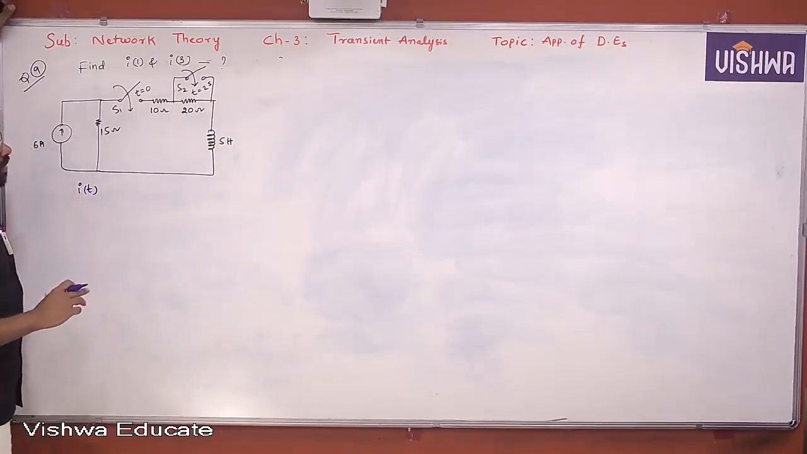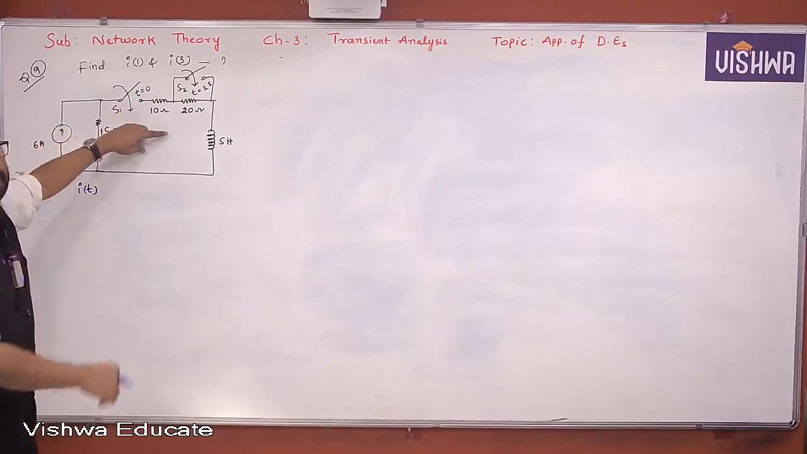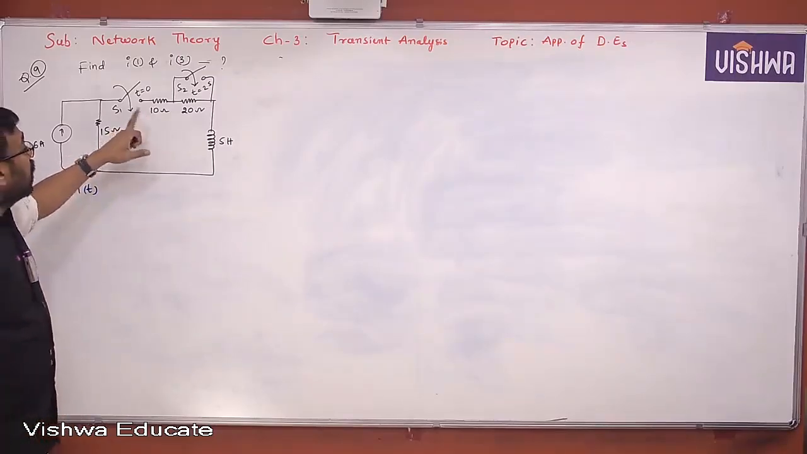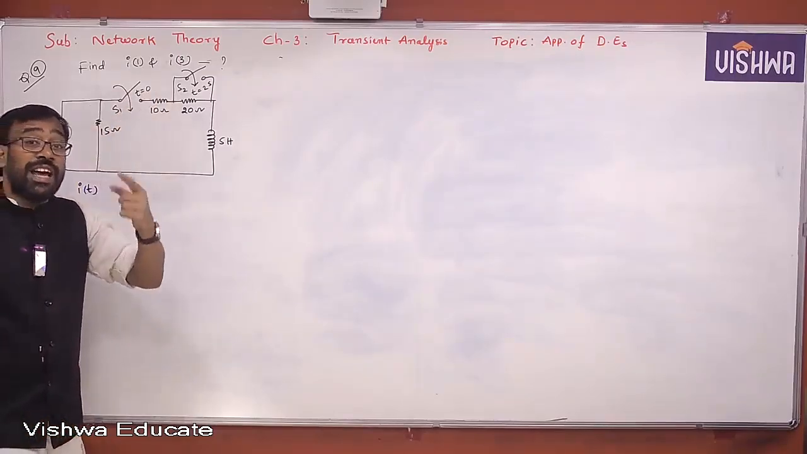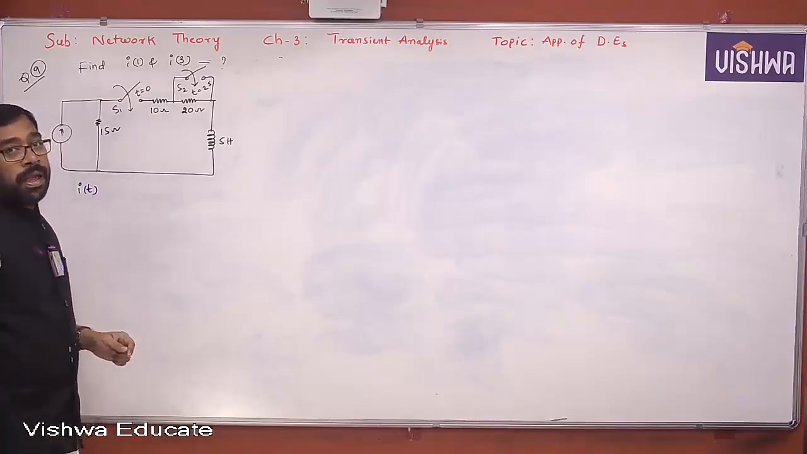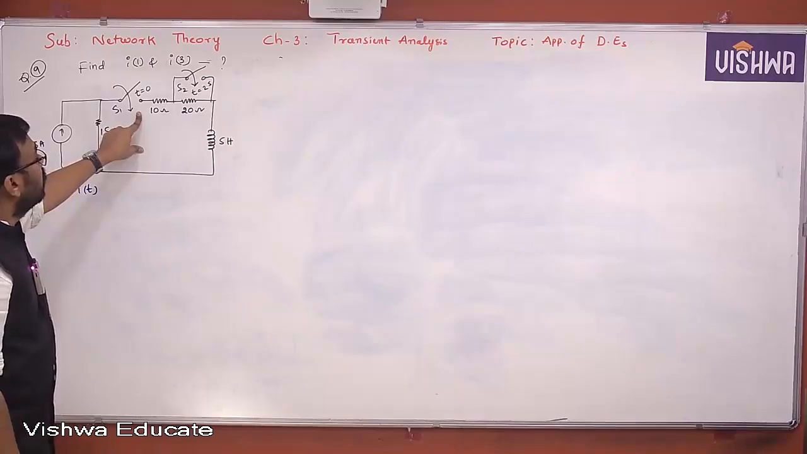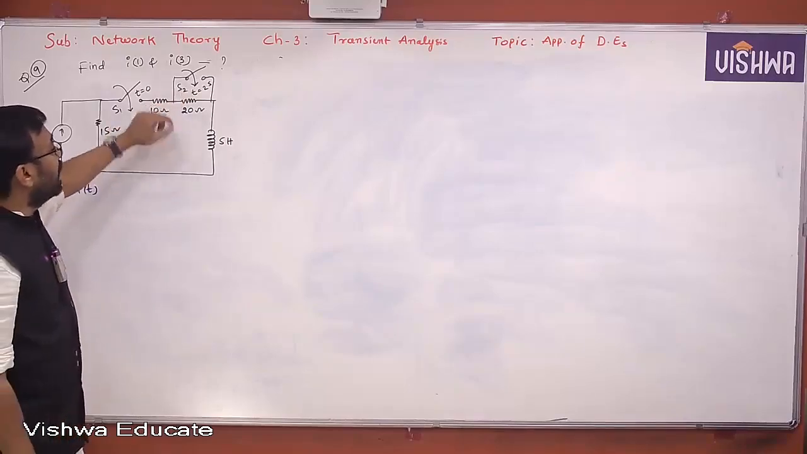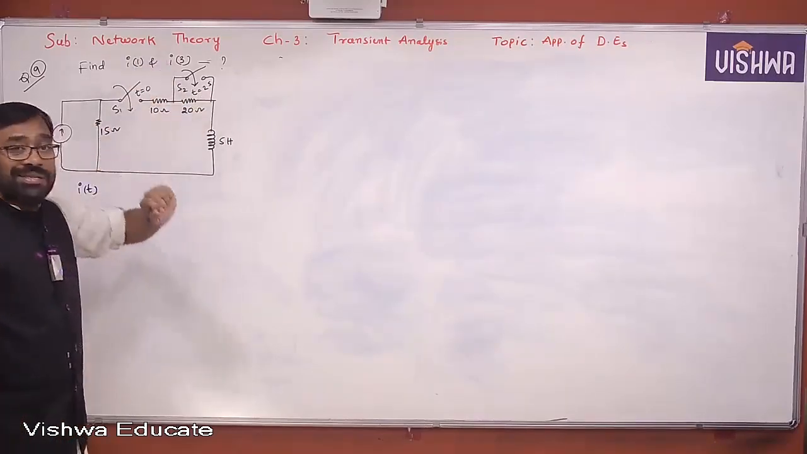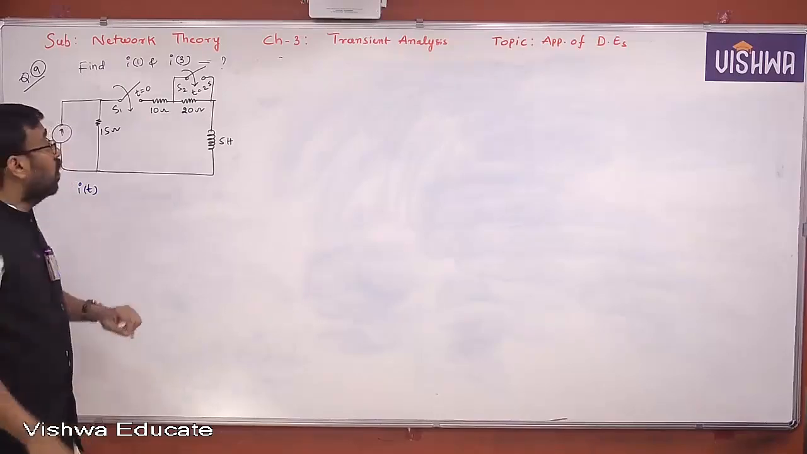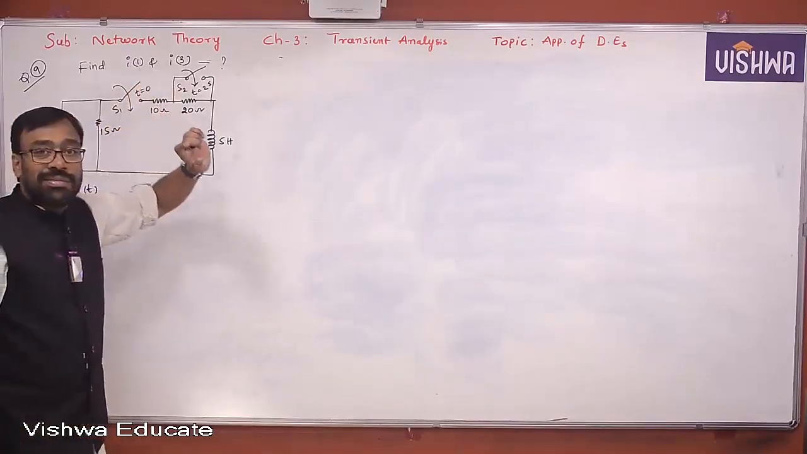But the difference between this problem and the other problems is, here you got two switching operations, operated at different times. At t equal to 0, the first switch is operated. With some time delay, the second switch is operated at t equal to 2 seconds. You understand, okay? Now he is asking, what is I of 1 and what is I of 3?